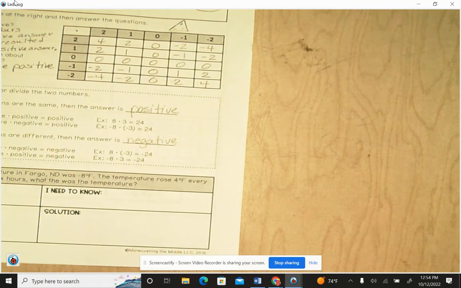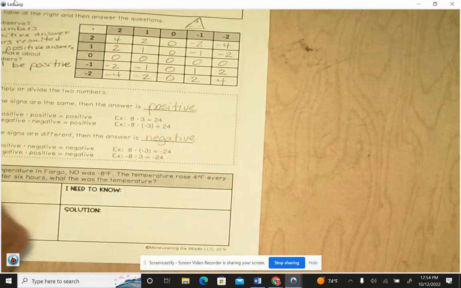All right, let's look at this first example. One January day, the low temperature in Fargo, North Dakota was -8 degrees Fahrenheit. The temperature rose 4 degrees every hour for the next 6 hours. After 6 hours, what was the temperature? So what do you know?